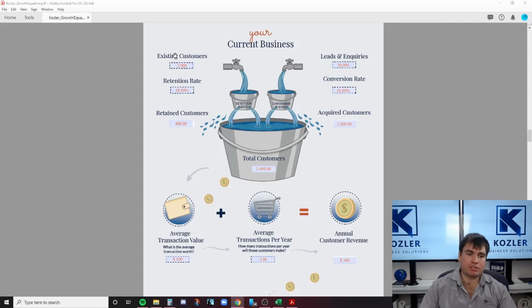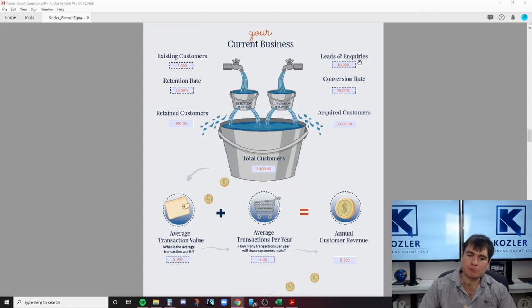And for this business, we're saying there are 2,000 existing customers, and they currently have a 20% retention rate. So this flows into the retained customers. So this business has 400 retained customers every year. And they have 10,000 leads and inquiries. So these are people that are visiting their website, emailing them, messaging them on Facebook, coming in and talking in the store, talking in person. These are just leads and inquiries looking at potentially working with this specific business.